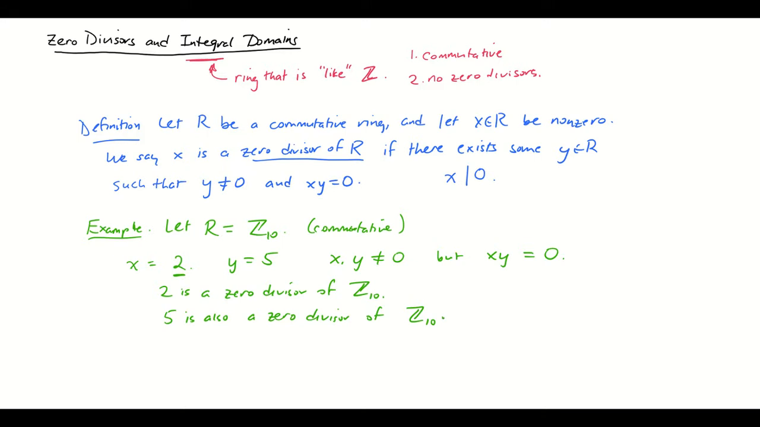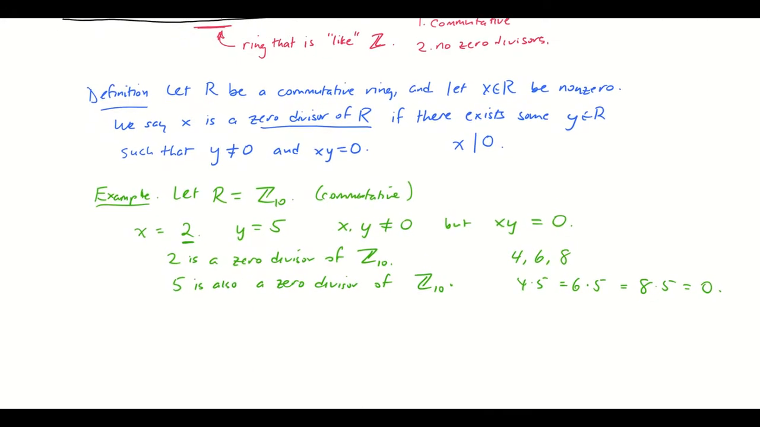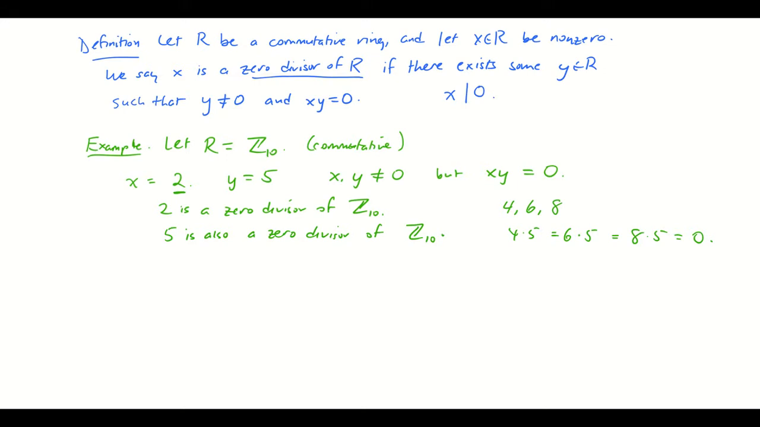And we can find other zero divisors as well. 4 would be a zero divisor, 6 is a zero divisor, 8 is a zero divisor, because any of these times 5 would equal 0. So 2, 4, 6, and 8 are zero divisors, and so is 5. And I think those are the only ones. So anyway, that's the basic idea of a zero divisor. Now we're ready to define what an integral domain is. So here's the definition of that.